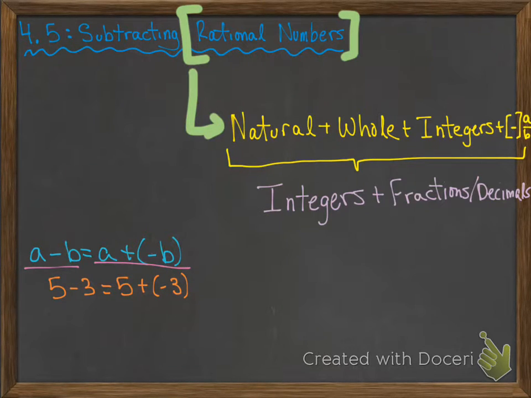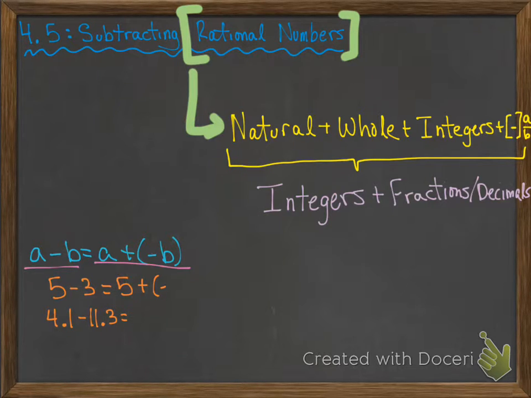5 minus 3. Subtracting a positive is the exact same thing as adding a negative. It doesn't matter if this was -5 or +5. What we're looking at is subtracting a positive, adding the negative. So what I'm going to do is an integer example, a decimal example, and a fraction example for both of these two equations.